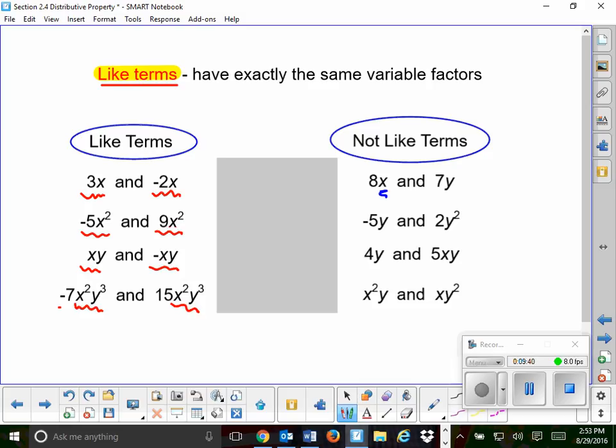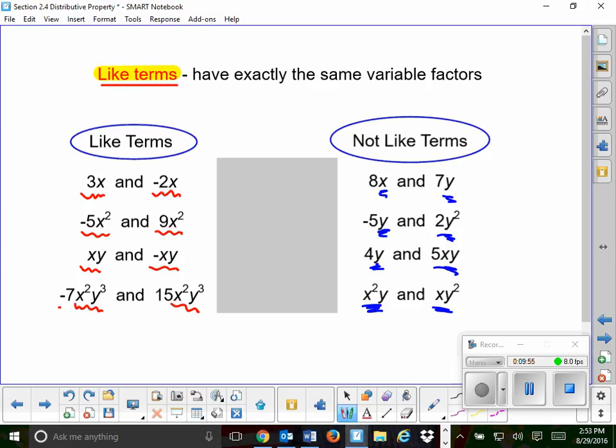Over here, x and y are different. You can't add those. You can't add a y and a y squared. Or here a y and an xy. Here an x squared y or an xy squared. They're all different. So what you need to know is you can only add like terms.